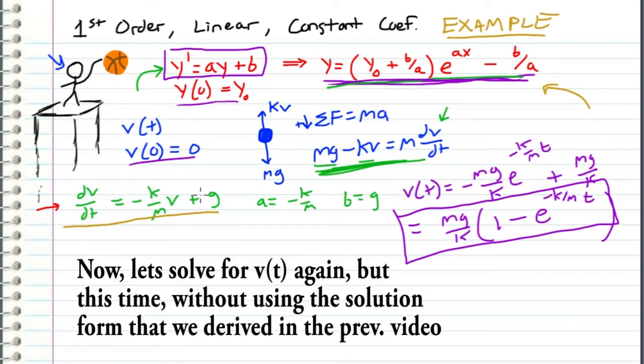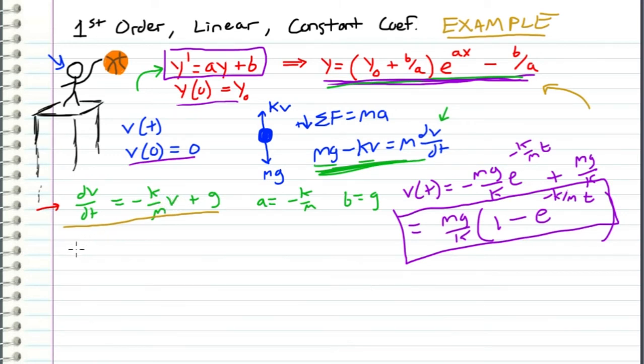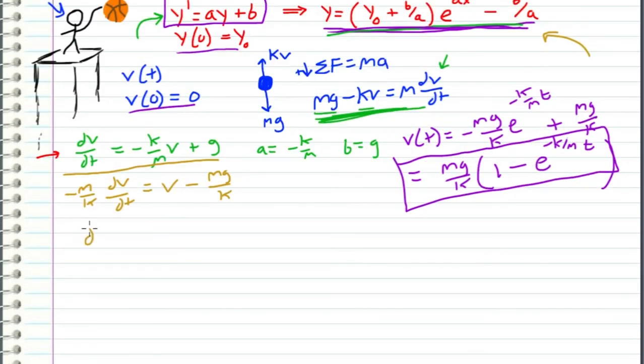So if we start from this equation, I'm going to go ahead and multiply through by negative m over k in order to get this v by itself, which again will make things a little more simple whenever we integrate it. So if I multiply through by negative m over k, I get negative m over k dv dt is equal to v minus mg over k. And now I'm going to rearrange this into dv over v minus mg over k, and this is going to equal negative k over m dt.